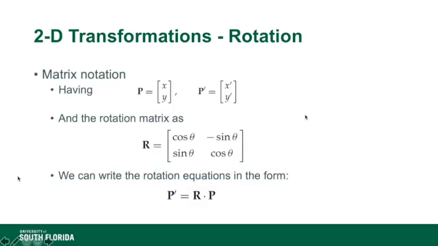The matrix notation. If we have P defined as x, y and P prime defined as x prime, y prime, and if we define the rotation matrix as we can see here in the slide, then we can rewrite the rotation equation in the form P prime equals R times P.